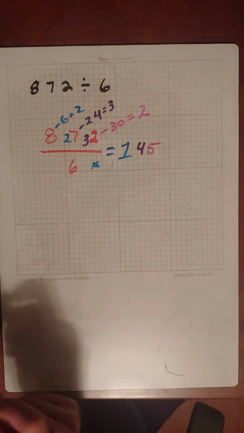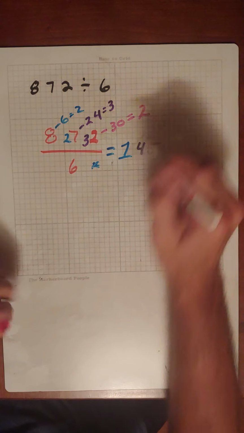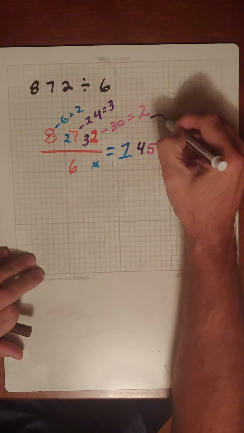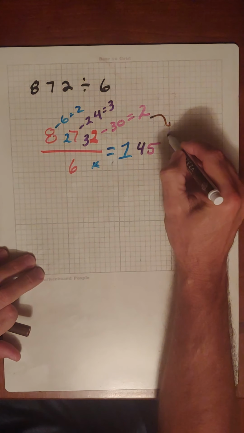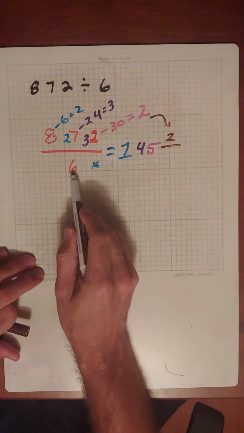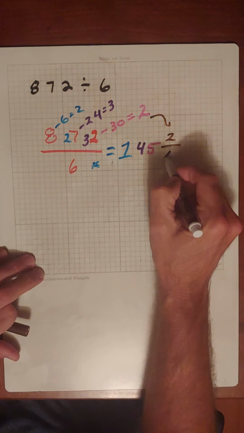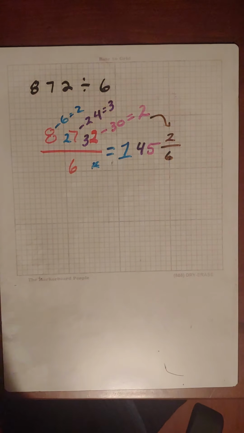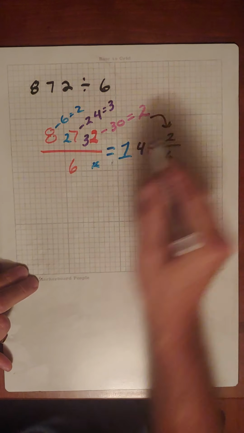So now what they see is that, hey, holy cow, look at this. This remainder is already on the top. So it stays on the top. That's a 2. And what's the denominator? Well, the denominator is that 6. So it's 2/6, just like that. So 145 and 2/6.